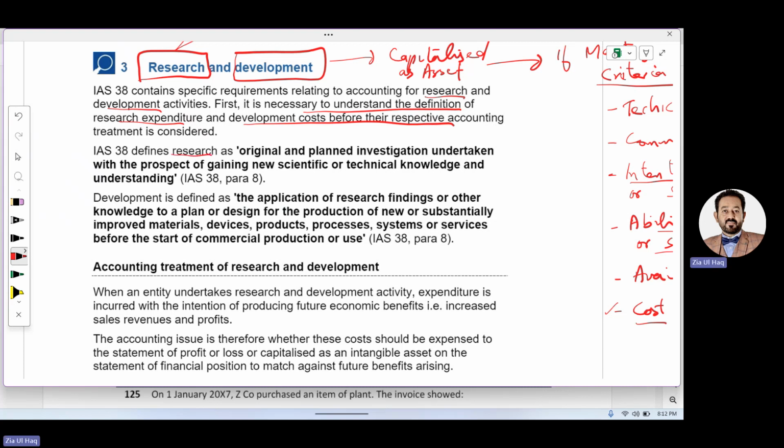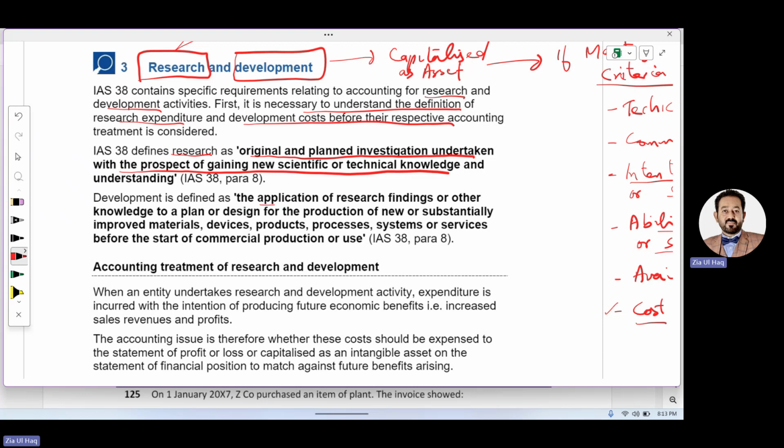What is research? Original and planned investigation undertaken with the prospect of gaining new scientific or technical knowledge and understanding. It means all the consultation with the scientist or experiments, how a formula can be determined, finding different salts through experimentation. You have 30 salts. So what could be the salt used for the corona vaccine? You are finding that salt through experiment. That process is called research.